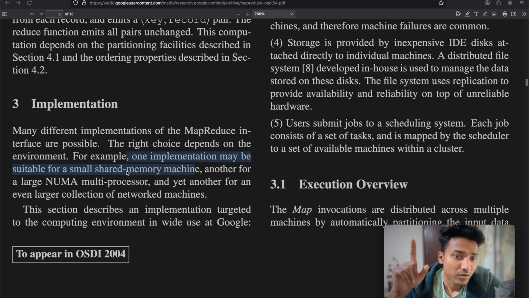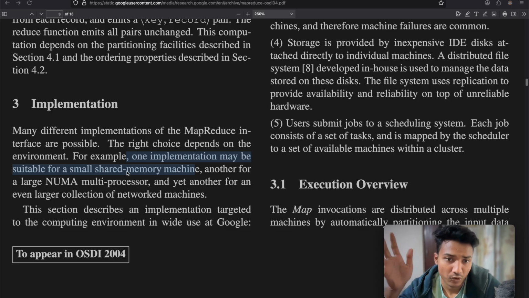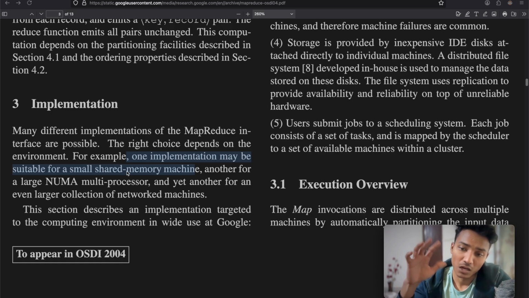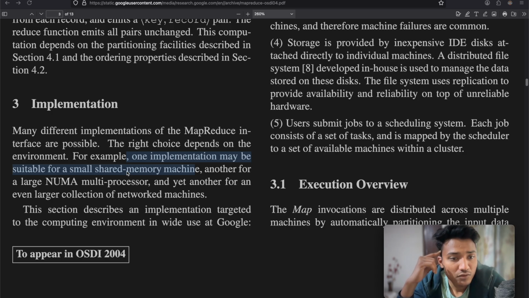That's the problem to my mind, because a small shared memory machine is basically just our laptop. So this means we can have a MapReduce implementation on our laptop as well, and then a large NUMA multiprocessor, and yet another for an even larger collection of networked machines. That's a purely distributed system, what I have in mind, like hundreds of nodes.